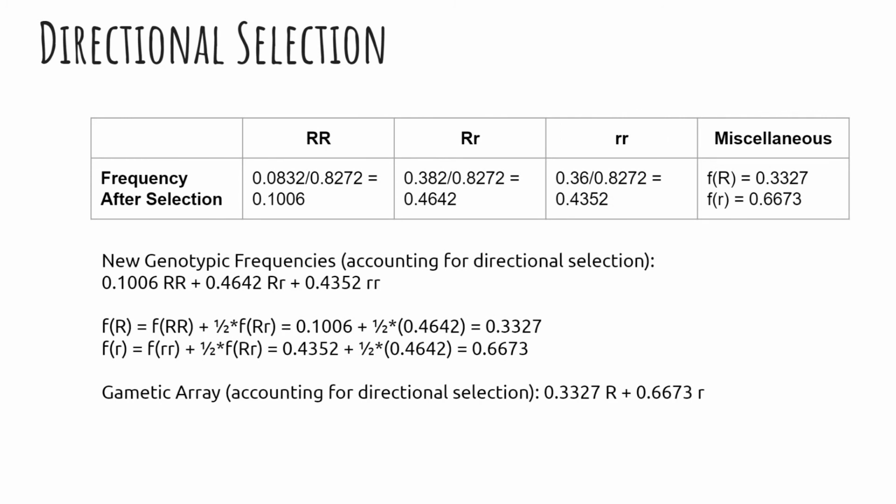As predicted, our allelic frequency for little r has increased compared to the initial population's allelic frequency for little r, which was 0.6. This is because directional selection has increased the number of yellow wild canaries in the population, thereby increasing the frequency of little r in the population. So that's how directional selection affects Hardy Weinberg equilibrium.